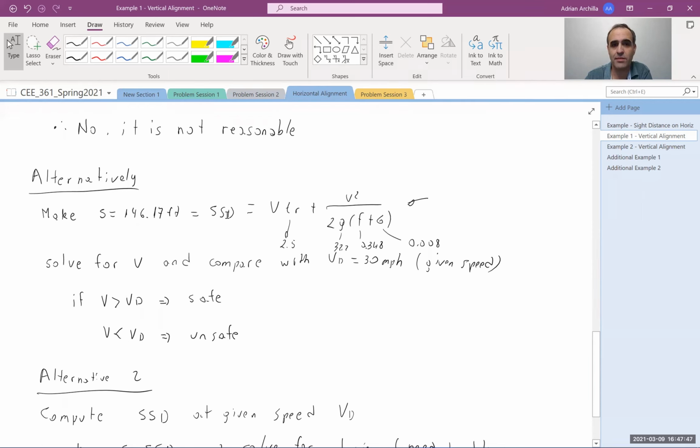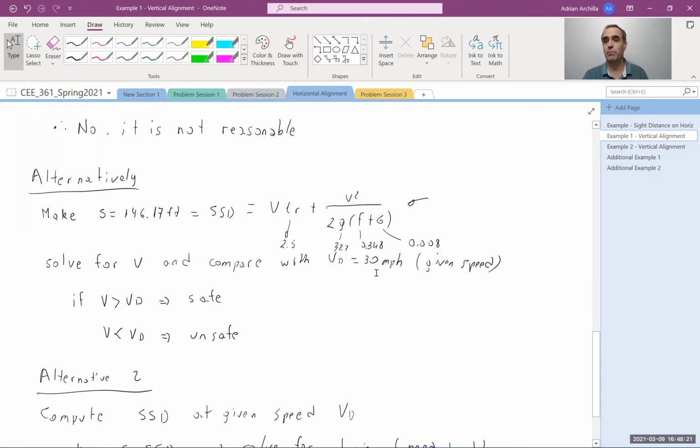You can make the stopping sight distance equal to the supply sight distance. This is what I'm doing here. And then you solve for at what speed that sight distance will allow you to drive safely. Right? So notice that I'm saying, I don't know what the speed is. Let me solve for speed. So I will have to solve a quadratic expression again.